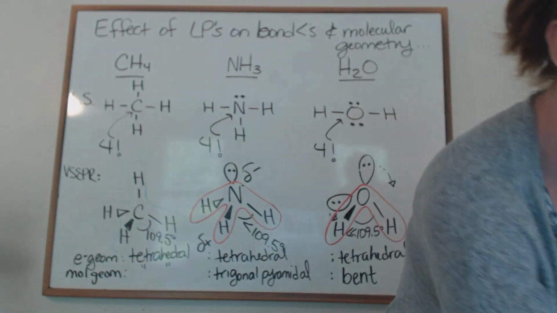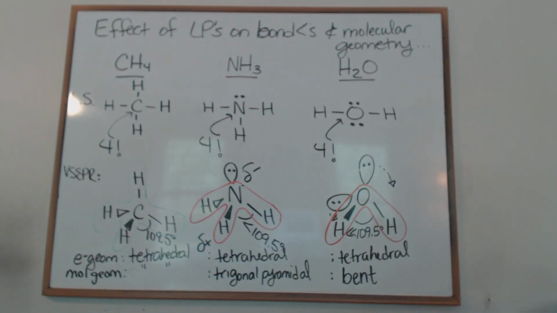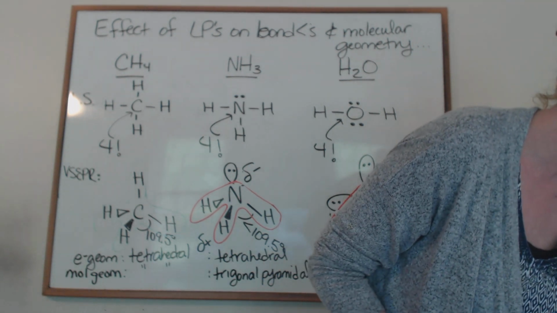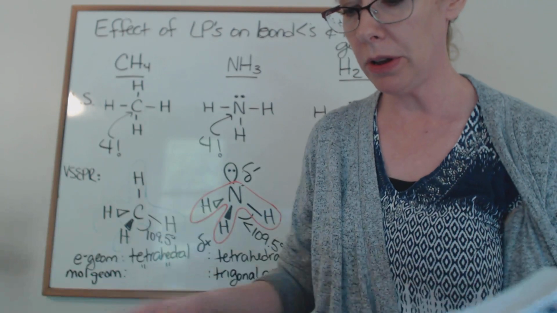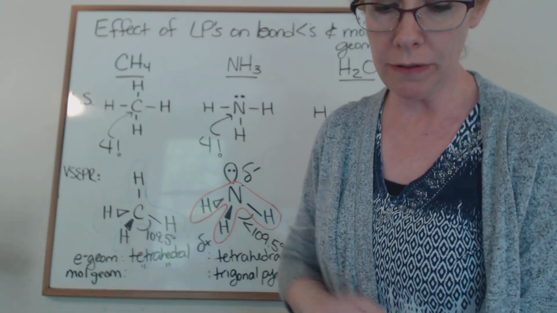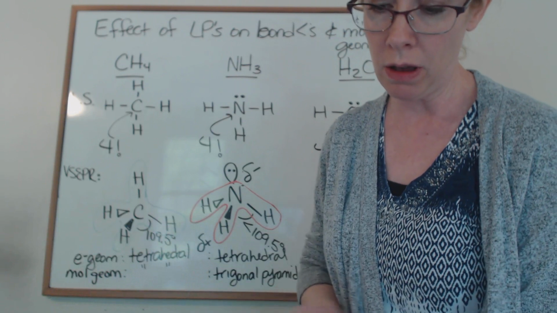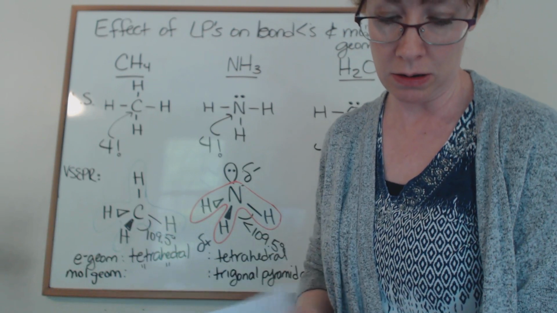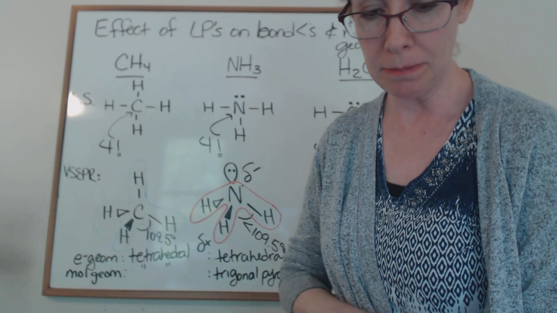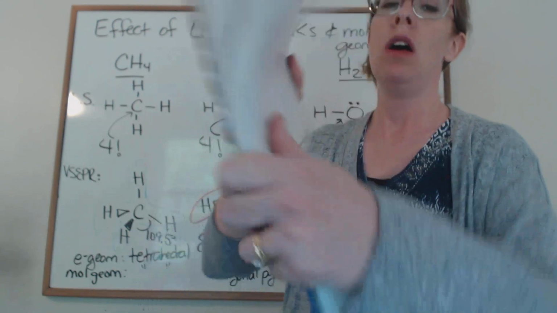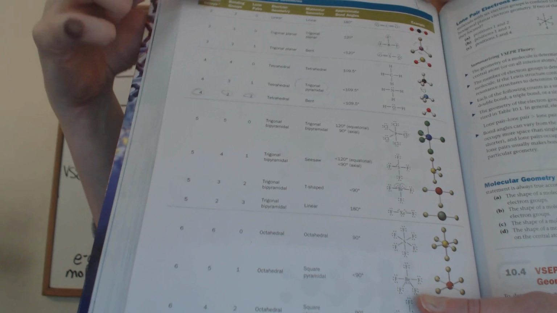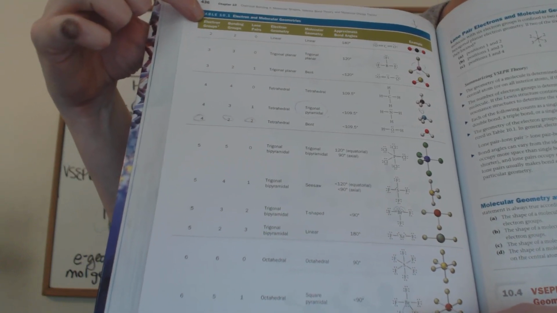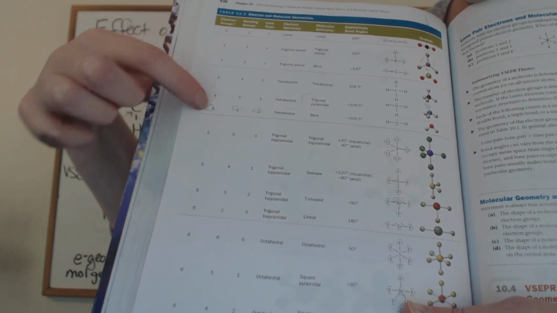Now let me go ahead and almost be finished. In your book, if you have your book, go ahead and turn to table 10.1. It's on page 436. What I've done on the board is a simplified version of what this table is. In this table, you'll see it's pretty much the same thing. You have the electron groups, and it goes from 2, 3, 4, 5, and 6.